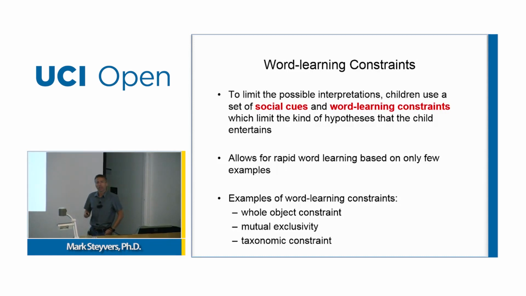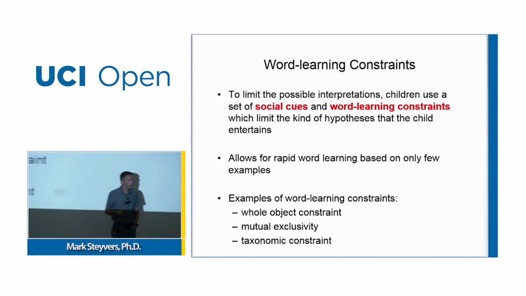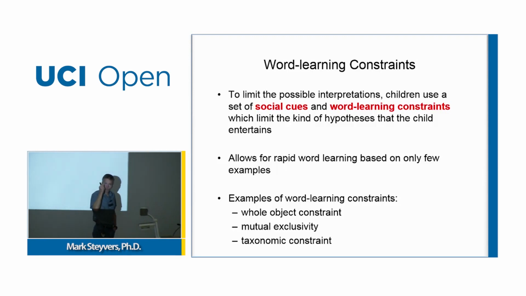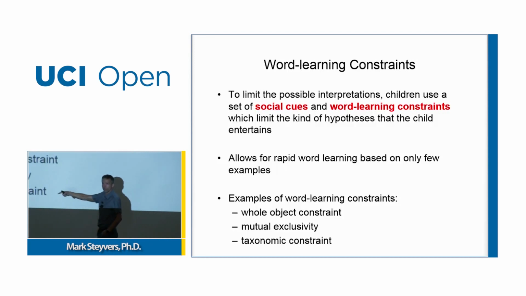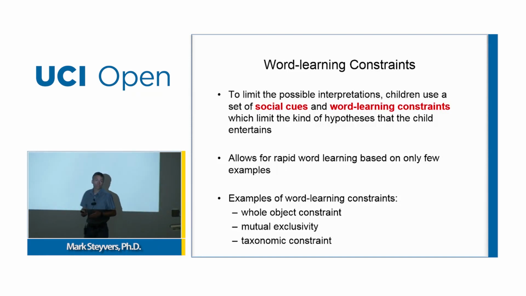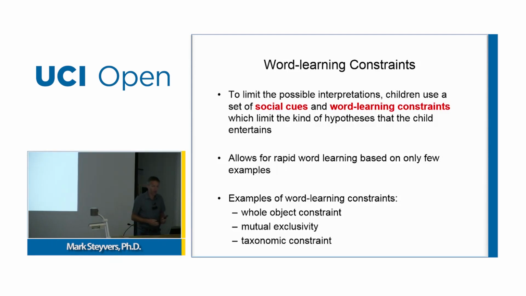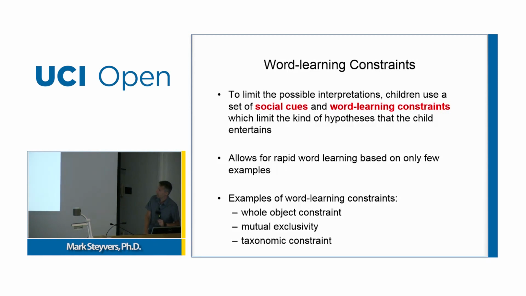Researchers believe that children use a number of cues and constraints to limit the possibilities. One is eye gaze and the use of social cues. If a parent is looking at an object and then mentions a word that they don't know, the child will assume that it's the object that the parent is looking at. So social cues are very important. The other assumption is that kids have some built-in biases to learn certain words in certain contexts. They're word learning constraints. We'll talk about 3 constraints: whole object constraint, mutual exclusivity, and the taxonomic constraint.